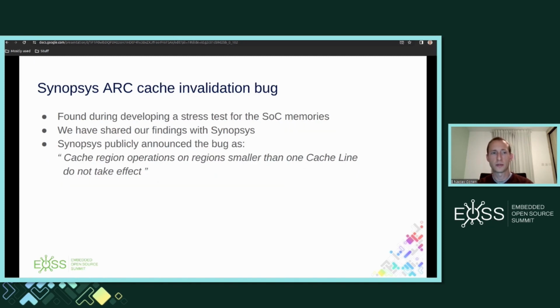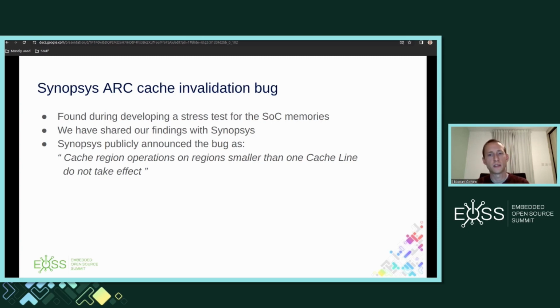Another bug that we have found is the Synopsys ARC cache invalidation bug. As described earlier, we have several memories in our SoC. Some of the memories are behind L1 cache and some are behind L2 cache. The Synopsys ARC CPU subsystem provides a way to control the caches, for example, to lock cache lines such that they will not be spontaneously invalidated, or to flush or invalidate the whole cache or a specific region of the cache.